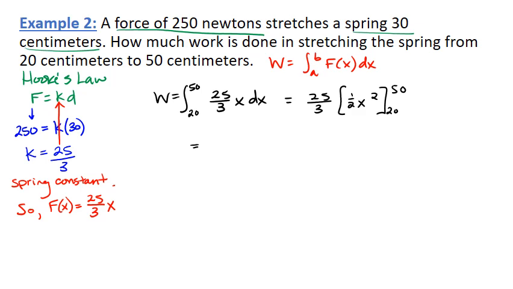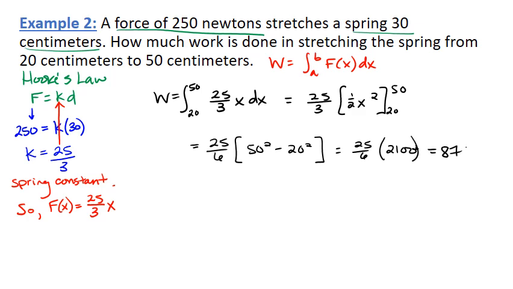So this becomes the following: 25/6 times 50 squared minus 20 squared, which is 25/6 times 2100, giving us 8,750. Here we're talking about newtons and centimeters, so we will refer to this as Newton centimeters. And that is the final answer.